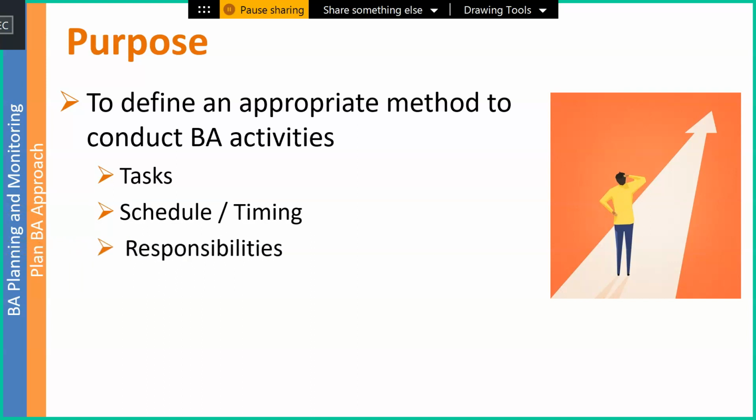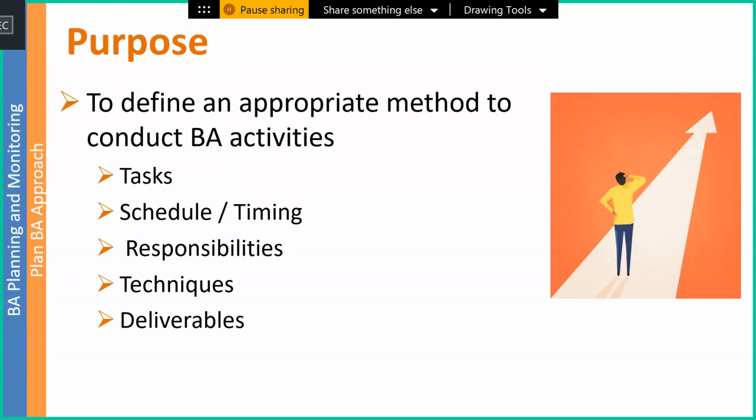What kind of tasks am I going to be managing? When is it going to happen? Who is going to be involved and what are their responsibilities? What techniques am I going to employ? And what deliverables am I going to provide? So that's the purpose of Plan BA approach. I'm trying to figure out, okay, with this specific challenge, it's a regulated issue.